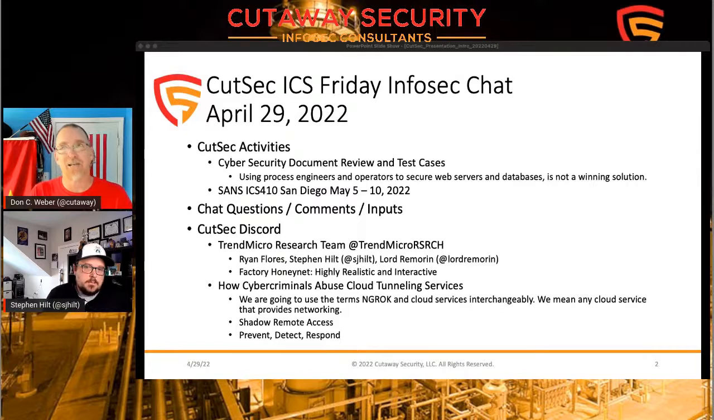And I want to highlight for all of our listeners, before we go down this path, we're going to be using the terms ngrok and cloud services networking interchangeably. In other words, a lot of Stephen's research is on ngrok, but it doesn't mean that there aren't other cloud services providing similar types of services and capabilities that you need to be concerned about within your organization. So I want to put that highlight there.